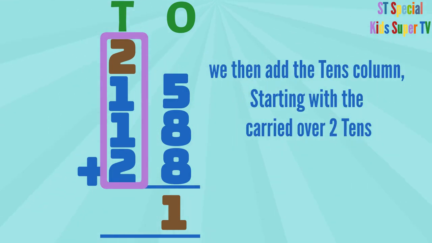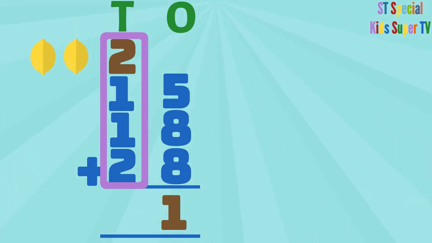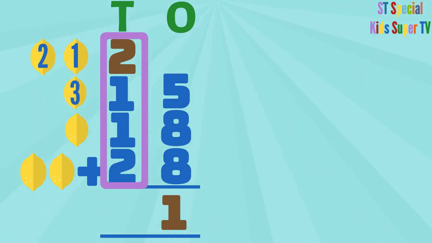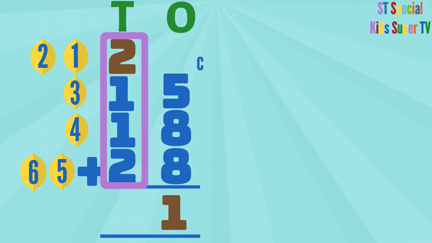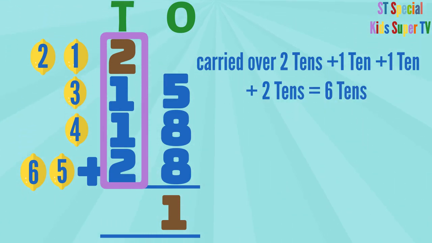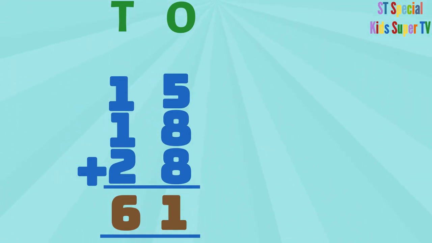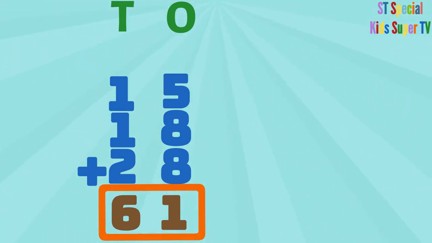We then add the tens column, starting with the carried over 2 tens. 2 lemons plus 1 lemon plus 1 lemon plus 2 lemons equals 6 lemons. That means the carried over 2 tens plus 1 ten plus 1 ten plus 2 tens equals 6 tens. Therefore, 15 plus 18 plus 28 equals 61.